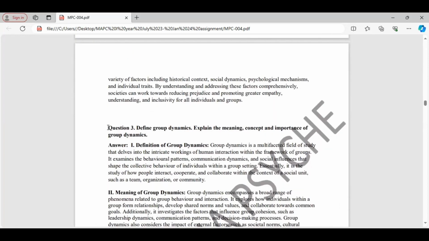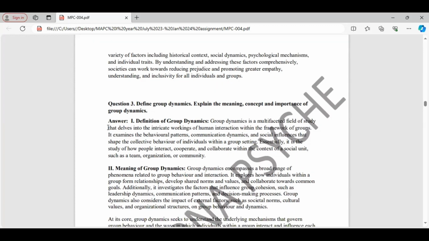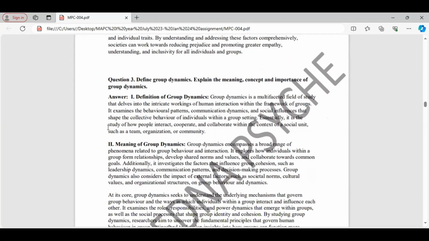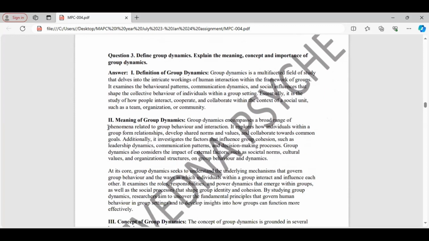Next, question 3. Define group dynamics. Explain the meaning, concept, and importance of group dynamics. So first we'll discuss the definition, which is to the point and brief. Then we move on to the meaning. Here we elaborate, explaining it, what it includes, and what it focuses on.